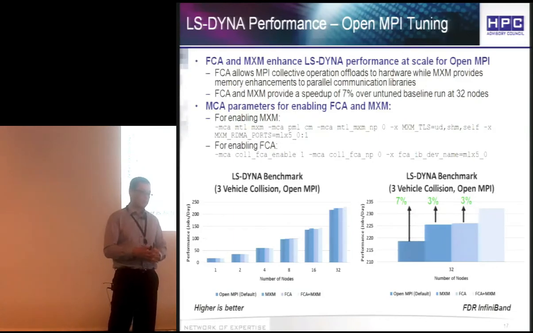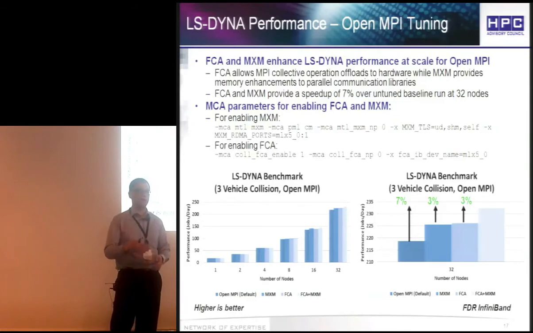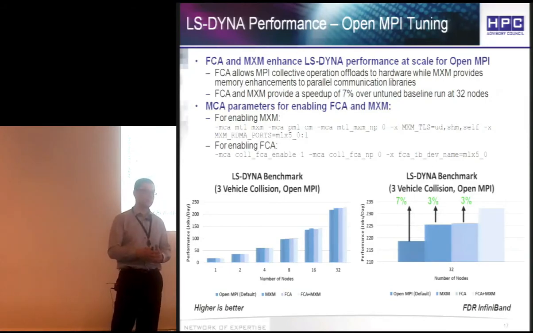It's about being able to use the hardware for doing multicast, and it also helps with MPI collectives. So it will only be beneficial for applications that use collectives, such as bcast, barrier, allgather, and reduce, and things like that. From what I've seen, if you have applications that don't use any collectives at all, FCA would not be beneficial to you.